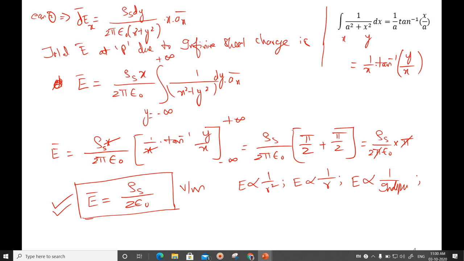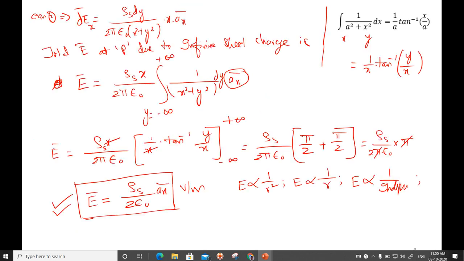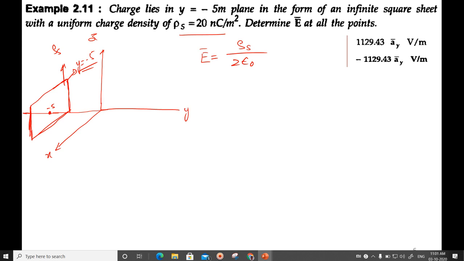One more thing, in the derivation I have skipped here. See here, this ax we have left, right? So it should be written ax. What is this ax? Just observe this diagram here. See here, ax is normal to this sheet. So instead of writing ax, I will write the general formula. E vector is equal to rho s by 2 epsilon naught into an. An is the unit normal vector, which is perpendicular to the sheet. Okay, this is the final formula, right?